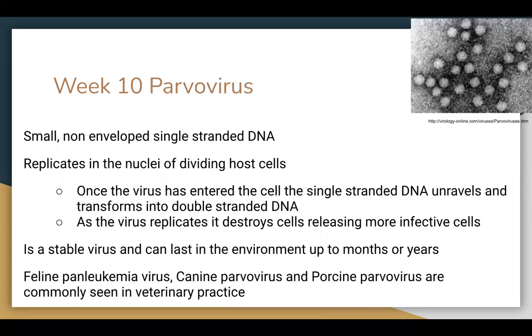In week 10, we covered different parvoviruses. So a parvovirus is small, unenveloped, and is a single-strand DNA, which will replicate in the nuclei of dividing host cells. Once the virus has entered the cell, it will transform into a double-stranded DNA and release, causing the host cell to replicate and create more infected cells. It's a stable virus that can last in the environment up to months or years, and it causes feline panleukopenia, canine parvo, and porcine parvovirus, which are the most commonly seen in veterinary practice.